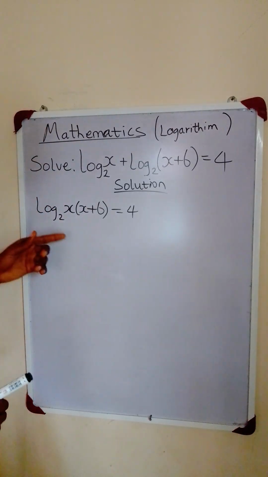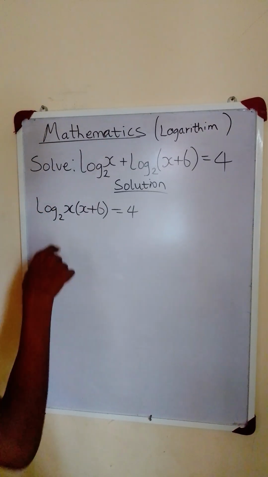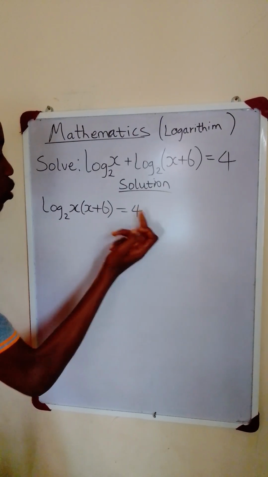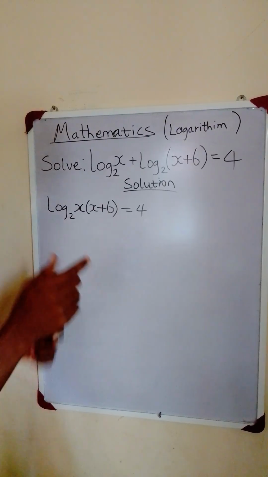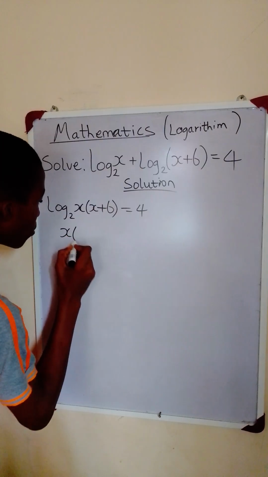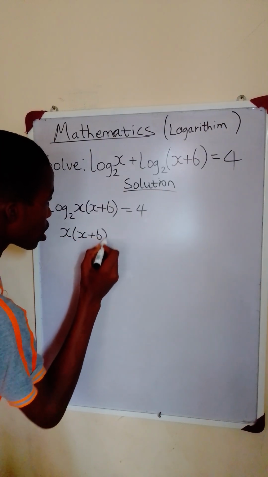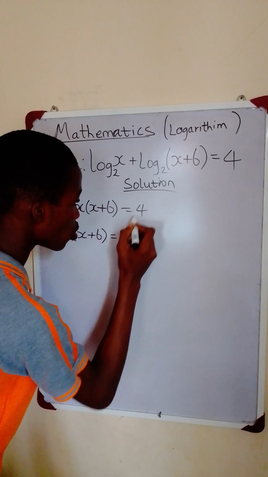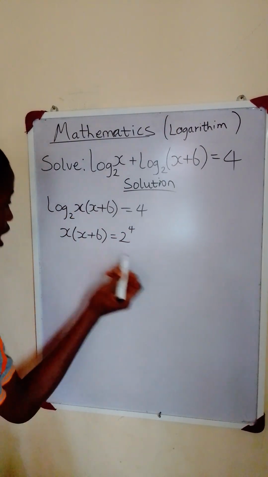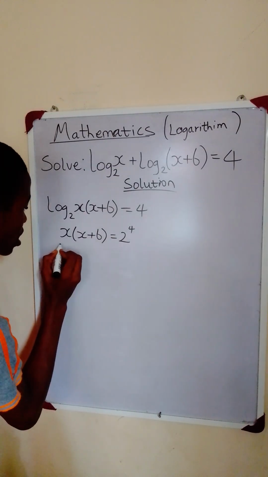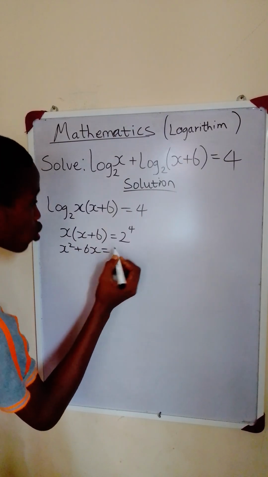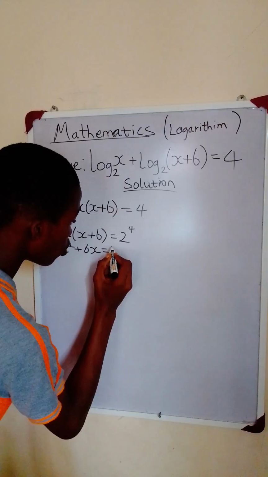Here, what you're going to do next to cancel this log is to raise 2 to the power of this 4. Anything you're doing here, you use this 4 raised to the power of that thing. So to remove this log, you write this out: x bracket x plus 6 equals 2 raised to power 4. That's how I do it. Now this log has gone out. Then you need to open the bracket. x times x is x squared, plus 6 times x is 6x, equals 2 raised to power 4. That is going to be 16.